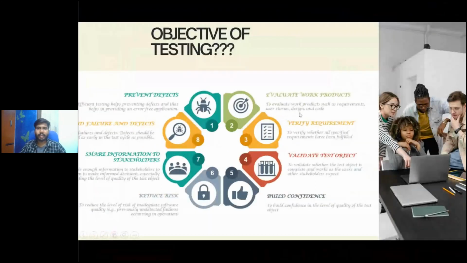Okay. So the second objective is to evaluate the working products. Basically, we'll be validating if the application is working as per the software requirements, the user stories, the design and the code. As I told yesterday, the requirements will be shared by the client or the business analyst, and then we'll be validating the product, nothing but the application, with respect to the requirements.